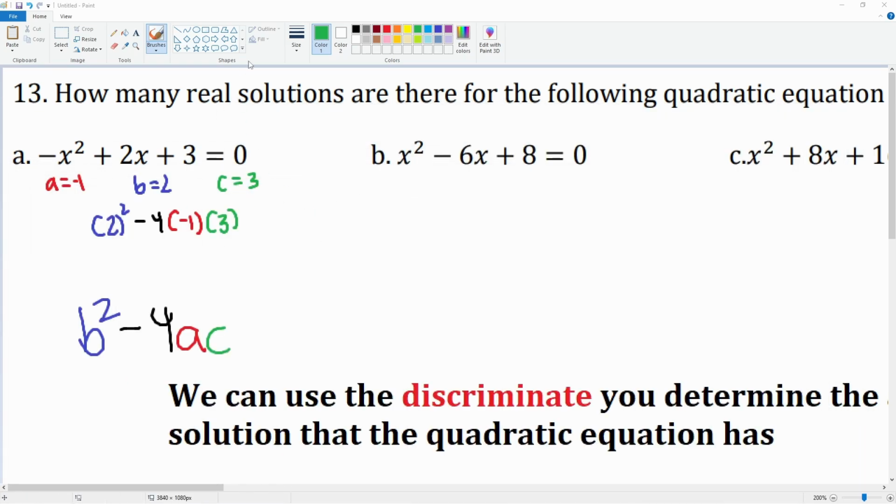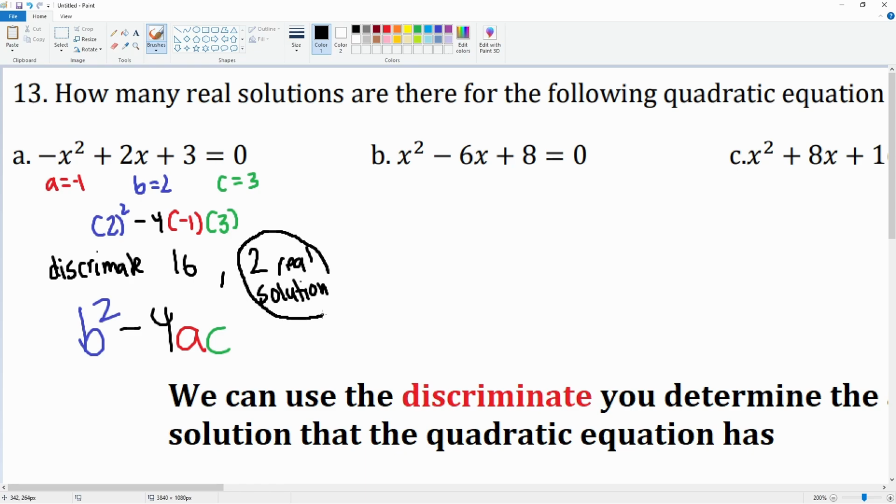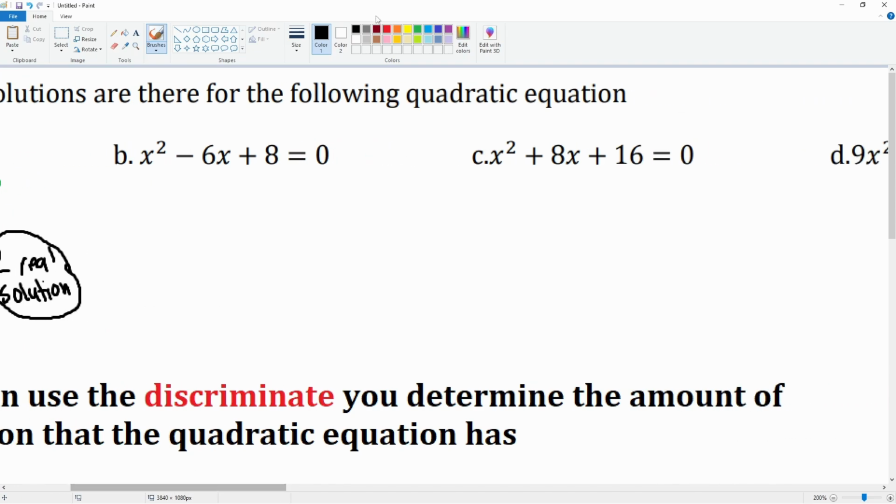So the discriminant is 16, which is positive, so it has 2 real solutions. If you solve this, you're going to see how it has 2 real solutions. All right, next part.